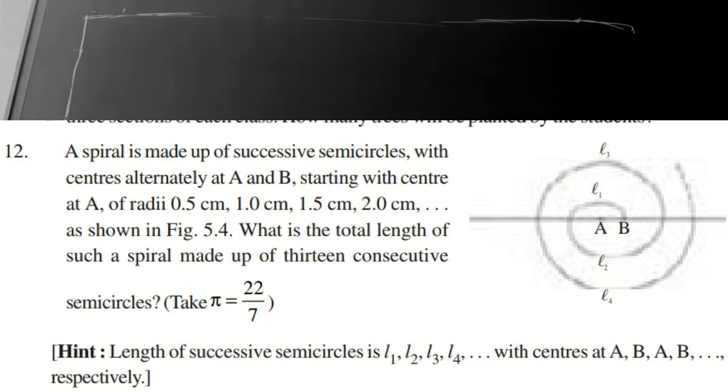A spiral is made up of successive semicircles with centers alternately at A and B, starting with the center A of radius 0.5 cm, then 1.0 cm, 1.5 cm, 2.0 cm as shown in the figure. What is the total length of a spiral made up of 13 consecutive semicircles? So, a very simple and very important question.